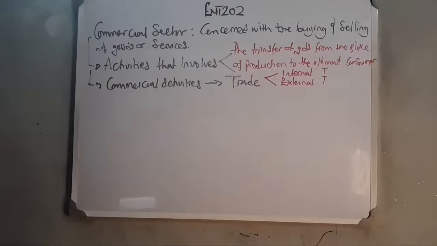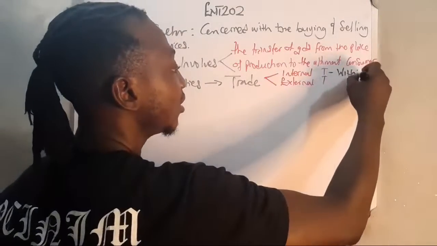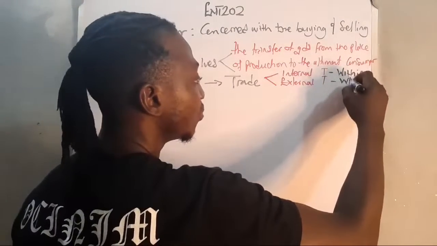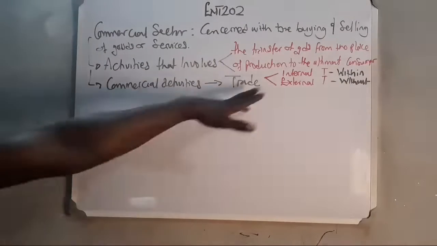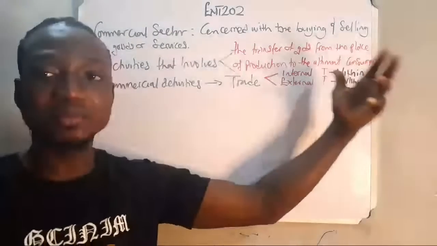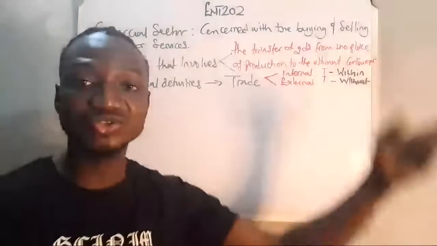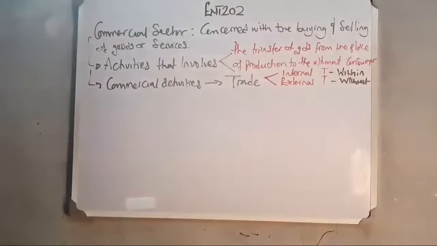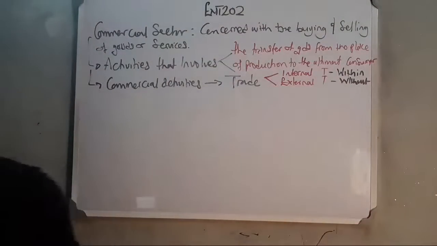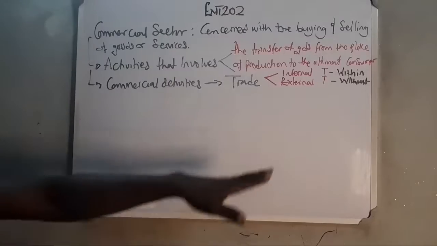So we have within and without. Here, all activity that has to do with the buying and selling of goods and services within a particular country is within, and here is without. Internal and external trade. When we say internal, the process of buying and selling of goods and services within the edge of a country is called internal trade.